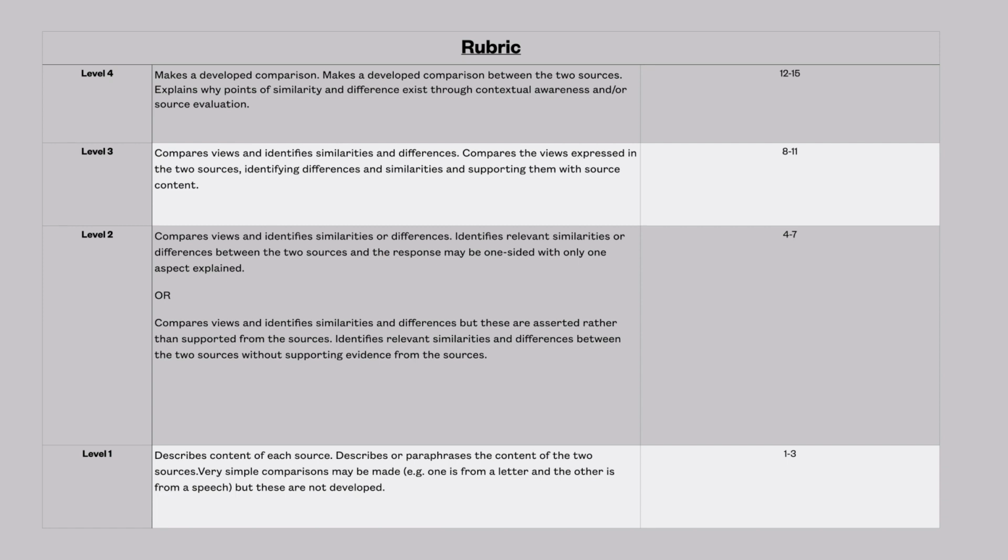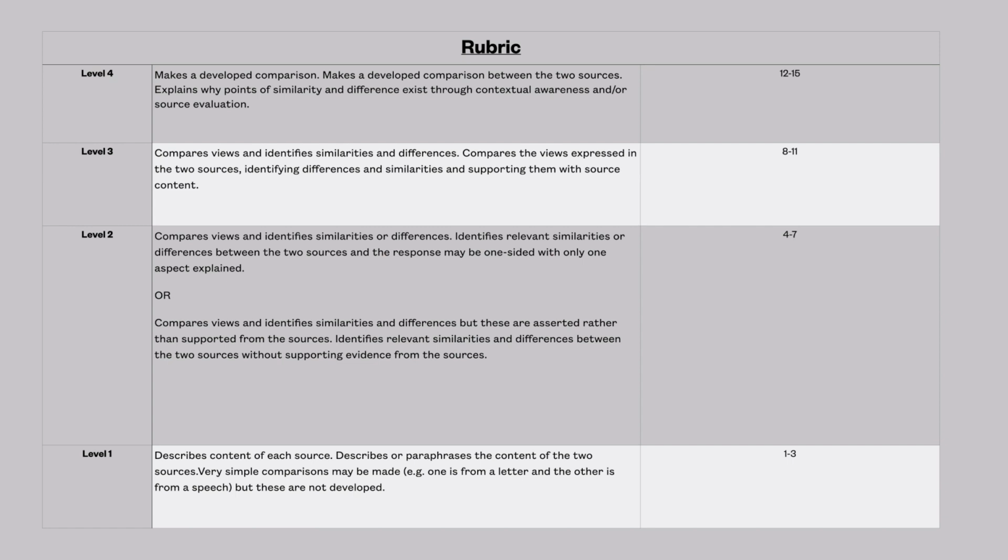So you see here, you're not really at the top here, you're not identifying similarities and differences, you're doing one or the other. So you're pretty much giving a one-sided answer. Or for a level 2, you can do both. You can identify similarities and differences, but you've just stated that they are, and you haven't really supported it from the sources. So if you're not giving any support for what you're saying, but you've identified similarities and differences, you could still fall into level 2 instead of jumping to level 3.